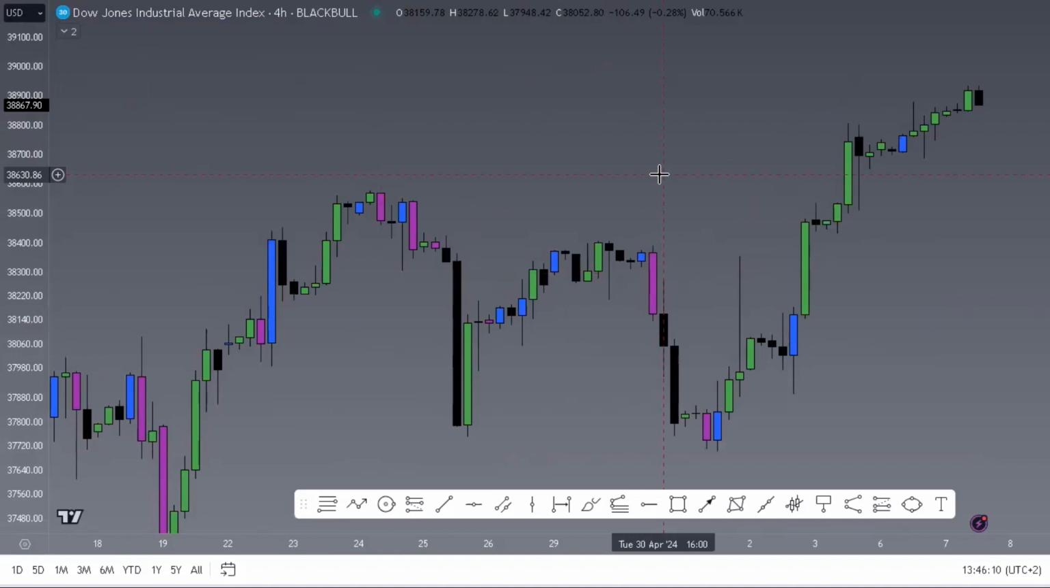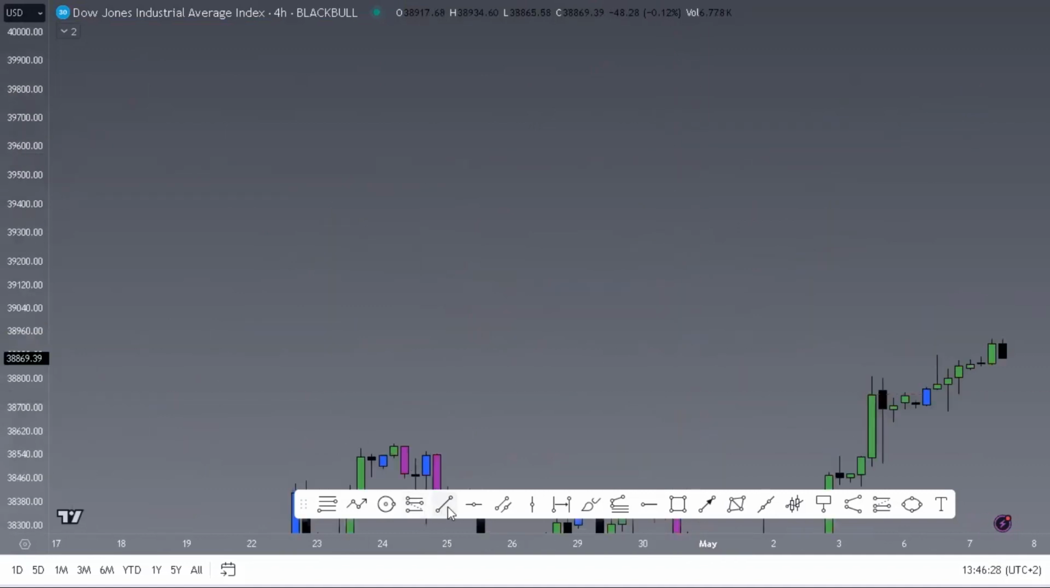We specialize in trading indices. We only trade NAS 100, US30, and German 30. We only use a trendline strategy. That's our main strategy. So I'm going to show you how we apply this trendline strategy.